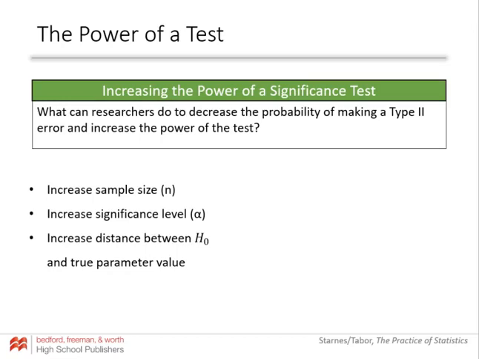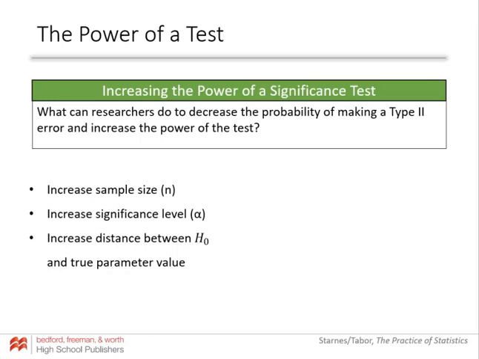When we talk about the power of a test, more power would be better, right? So a higher number there would be better because we want to reject the null hypothesis if it's not true. So what are some things that we can do to increase the power of the test and decrease the probability of making a type 2 error? We can increase the sample size. Increasing sample size decreases variability, which makes it more likely that we get the correct result. We can increase the significance level. If I go from 0.05 to 0.10, that also increases the power of the test.